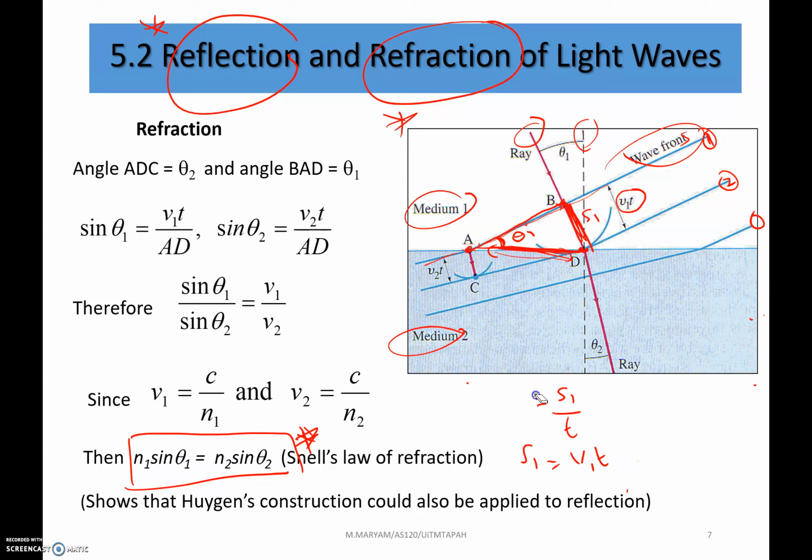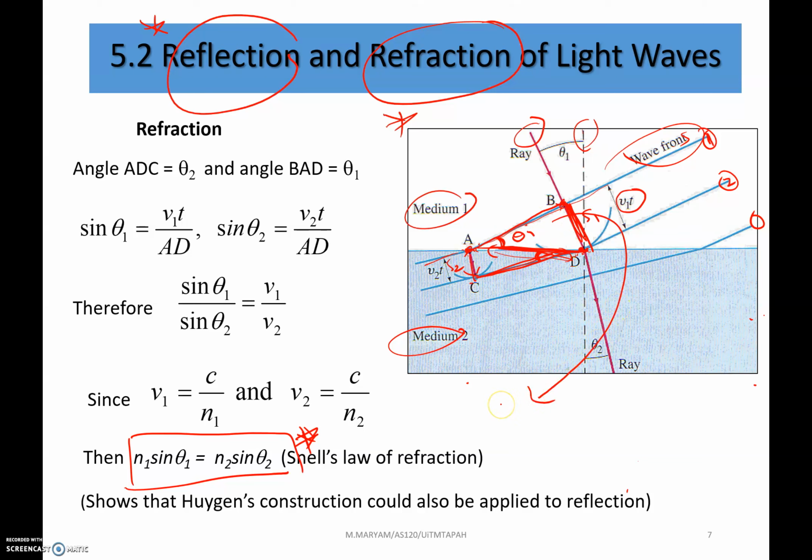Now let's look at the second triangle, the second trigonometry, which will be points A, D, and C. Again, I am taking the point here because I want the second distance as well as the interface, which is AD. So I'm going to take AD here as well as the S2 here.